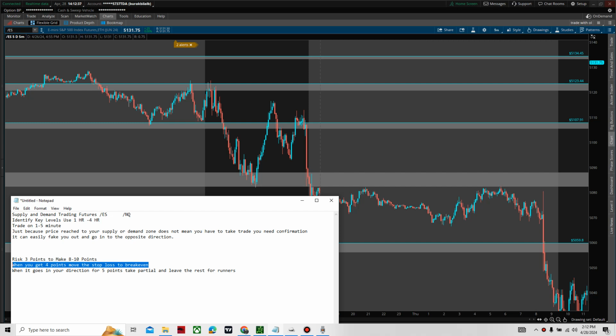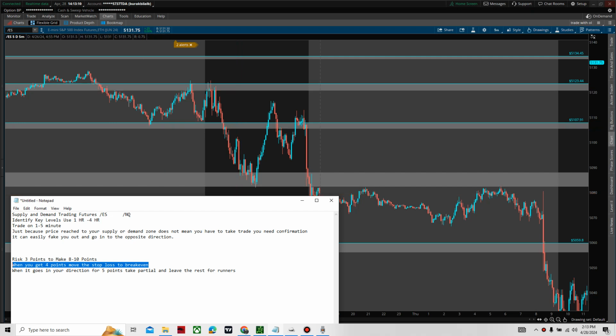And like I said, when you get 4 points move in your favor, you move your stop loss to break even. You do not want to give those profits back, because if you're trading on a live account, I'm not talking about prop accounts, there is something called market data, commission, and fees. It is not free to enter the trade and exit the trade, okay? You need to cover your expenses.